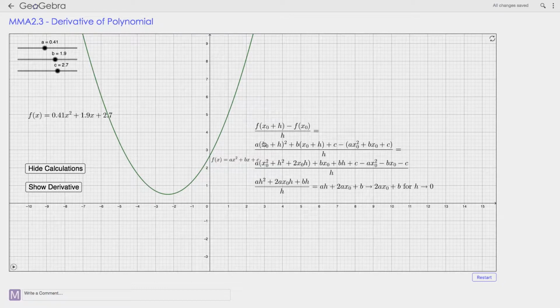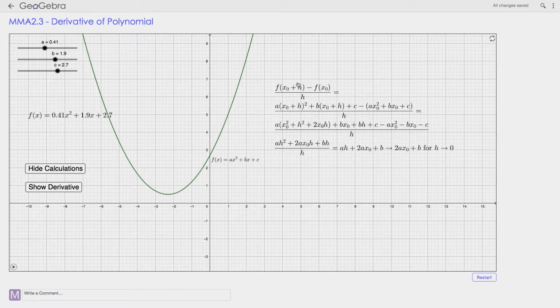So let's see how to do this. So first of all, we look at f of x naught plus h, like this. This is 1 point on the graph. Then we take the function value at f of x naught. We divide by the difference in x value h here.